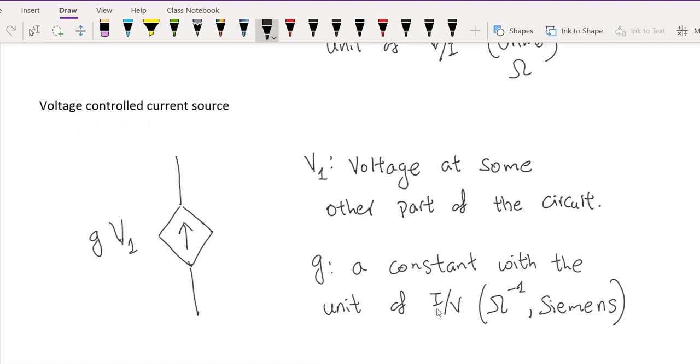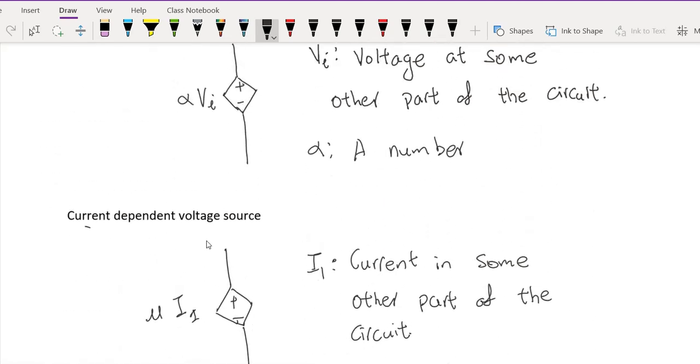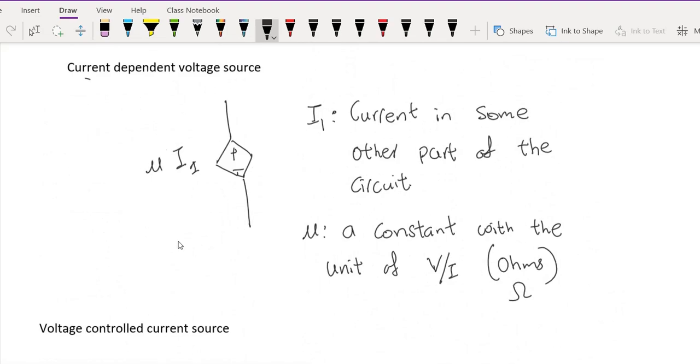G has a unit of current over voltage. That means it has a unit of ohm inverse or Siemens. That means G is acting like conductance, as opposed to mu acting like resistance here.